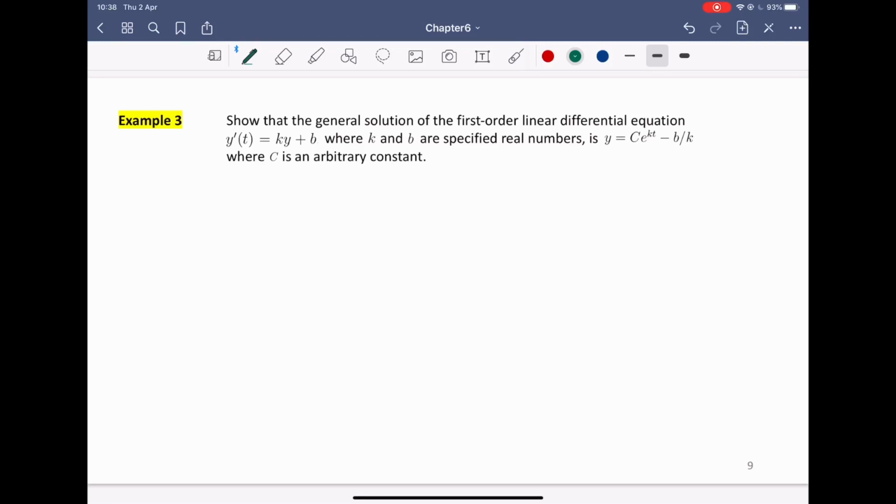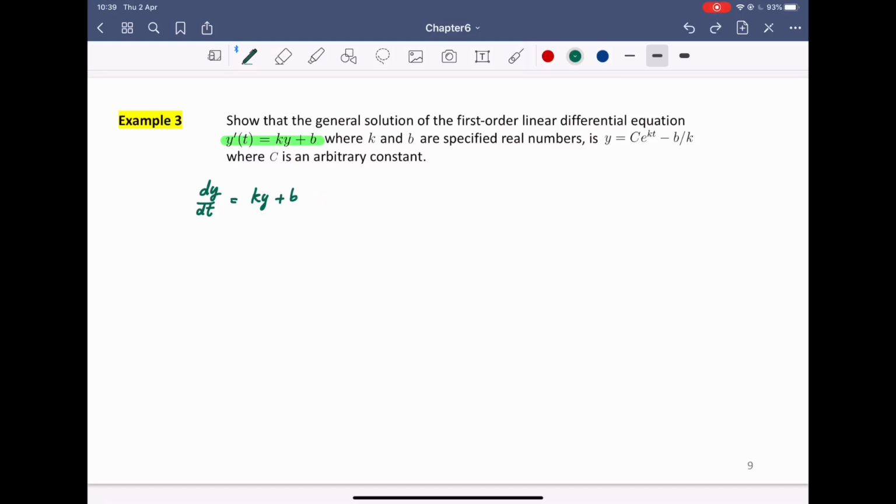So let's take a look at the differential equation. The independent variable here is t, not x. From the equation y prime of t equal to ky plus b, I can rewrite it as dy by dt equal to ky plus b. On the right hand side you can see that it is separable, because ky plus b is a function of y, multiplied by 1, which is a function of t. So actually this is a separable equation.